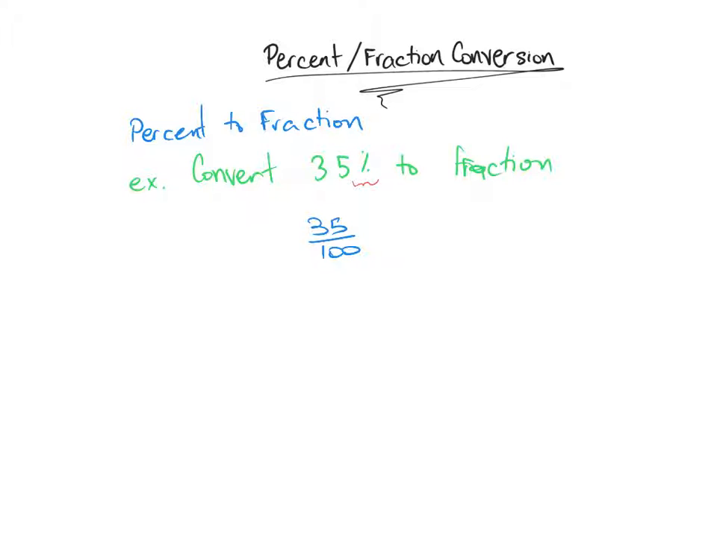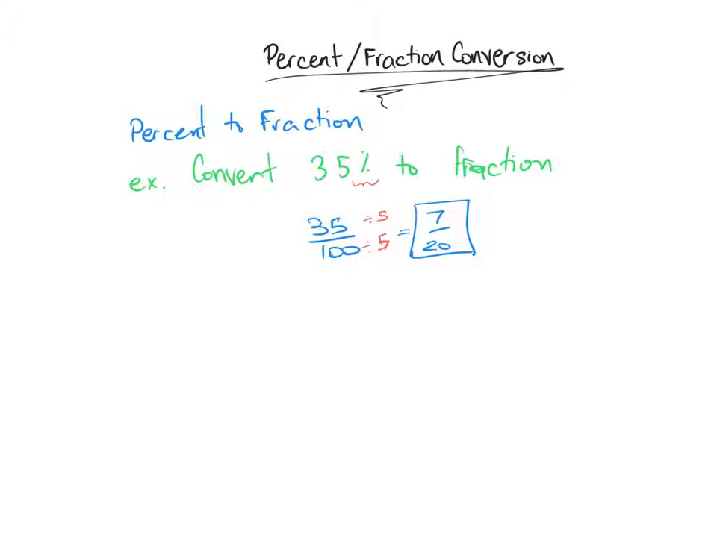But it's not done here. Yes, this is a fraction, but we do want to express our fraction in simplest form. So in order to do that, we want to find the GCF of the numerator and the denominator. And in this case, the GCF, the greatest common factor, is 5. So we go ahead and divide both the numerator and the denominator by 5, and we get 7 in the numerator and 20 in the denominator. So that's how you take a percent and convert it into a fraction.